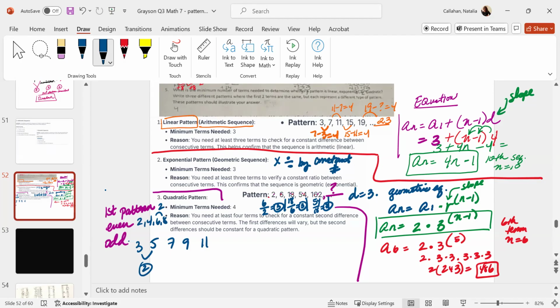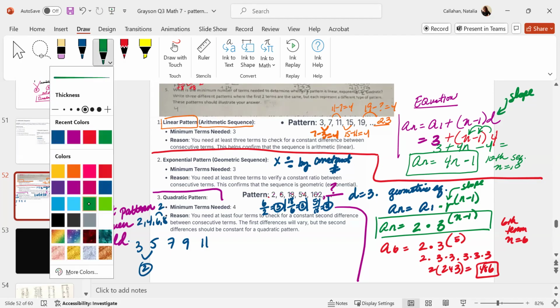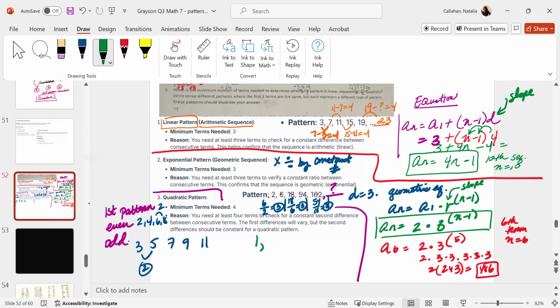So we can just make something, Grayson. I could start off with just 1, right? 1 plus 3 is 4, correct? 4 plus 5 is going to give me 9, correct? 9 plus 7 is going to be 16, right? 16 plus 9 is 25, right? 25 plus 11 is 36, correct?